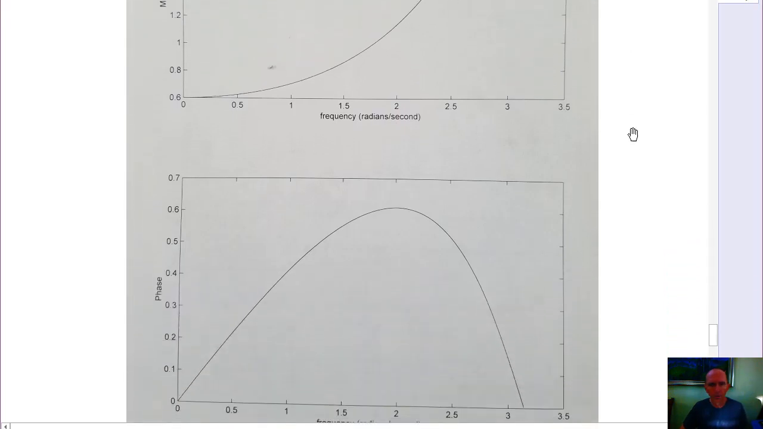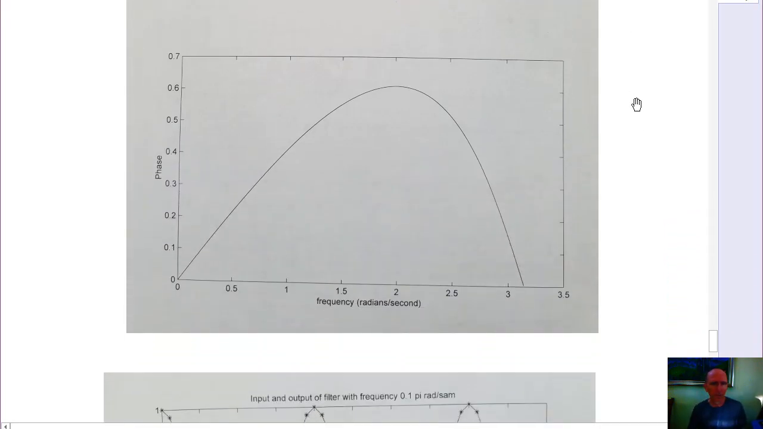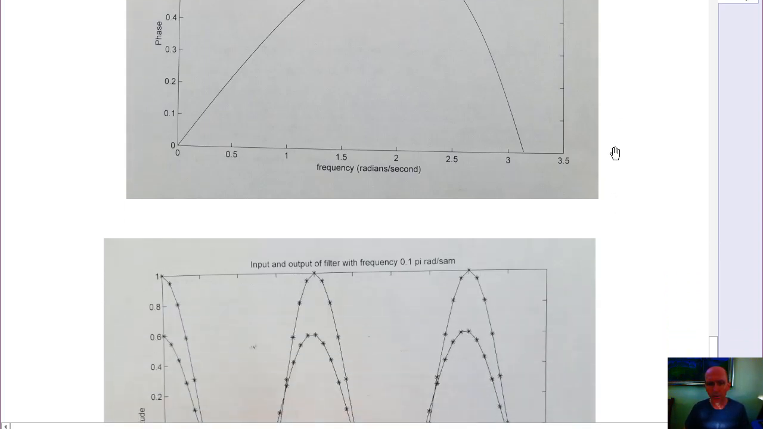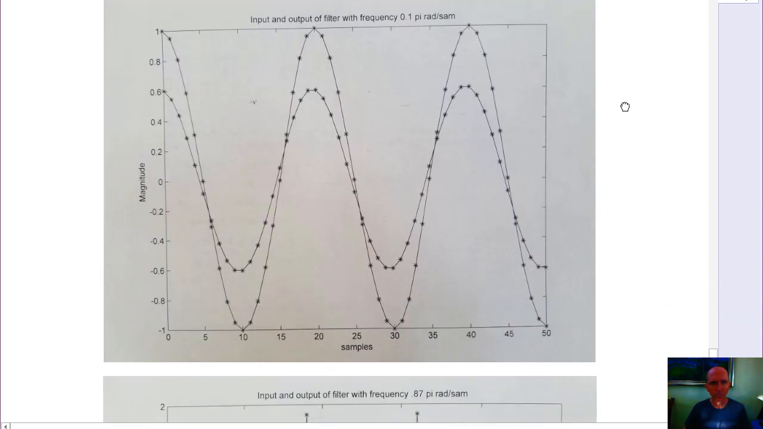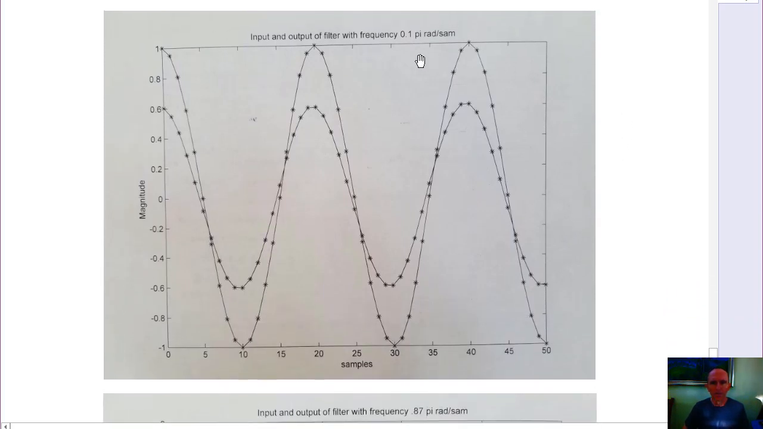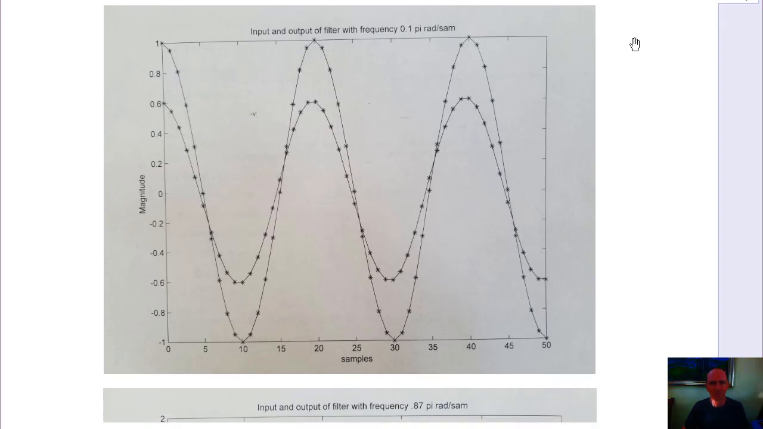We also see that the phase is not the nice linear function we had before. Instead of being a straight line, we can see that it actually goes up and comes back down. Now, how do the input and output look for the different frequencies? For the frequency of 0.1 pi, the amplitude of the input as before is going to be 1. The amplitude of the output is again 0.6 for 0.1 pi radians per sample as the input frequency.